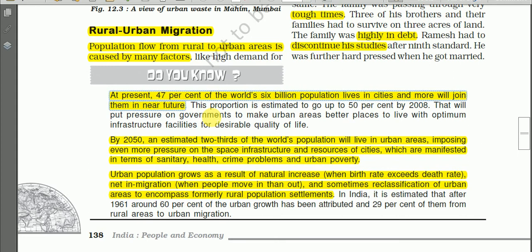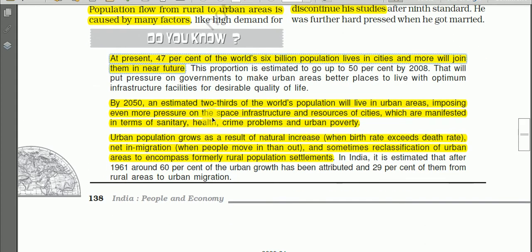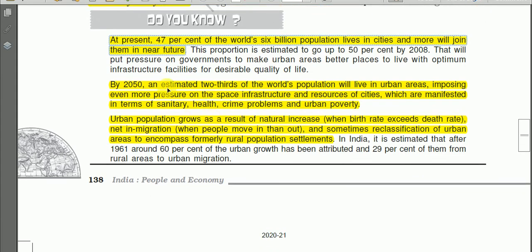Okay, at present 47% of the world population are living in the cities. Total number of world population is around 6 billion. Out of 6 billion, 47% are in the cities. By 2050, an estimated 2/3 of world population will live in urban areas, imposing even more pressure on the space, infrastructure and resources of cities, which are manifested in terms of sanitary, health, crime problems, and urban poverty.